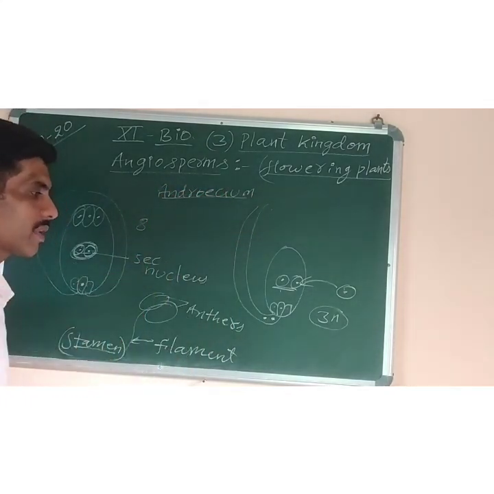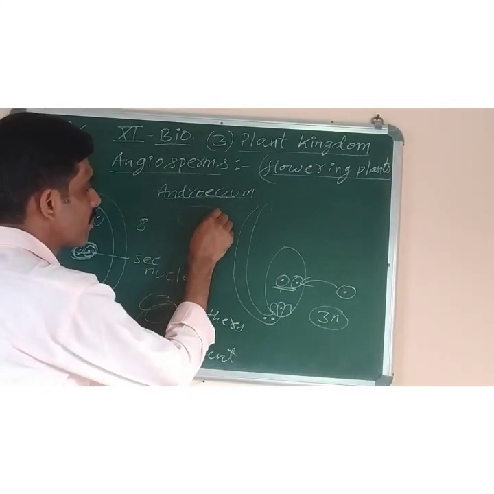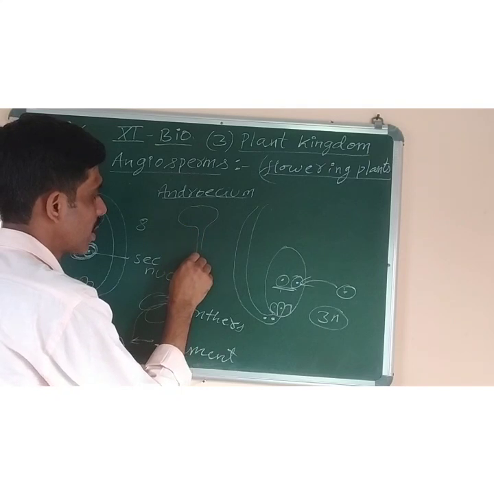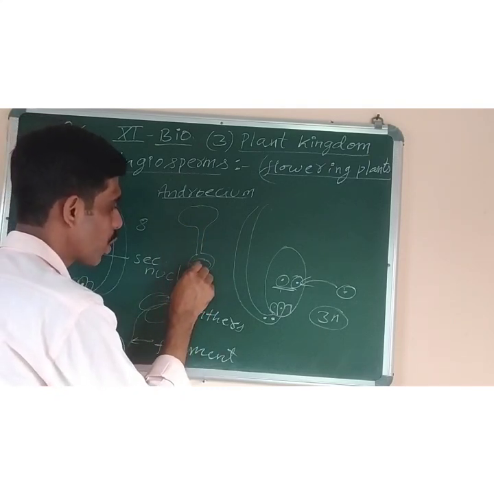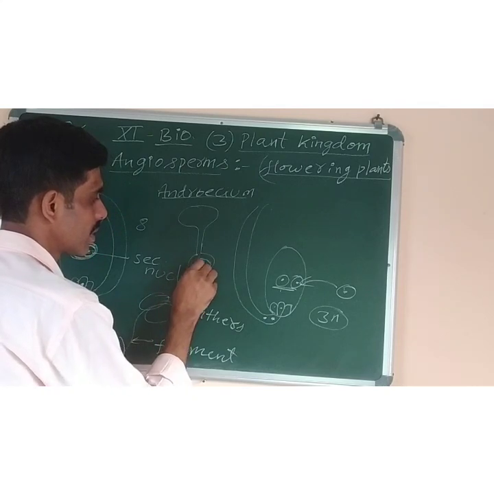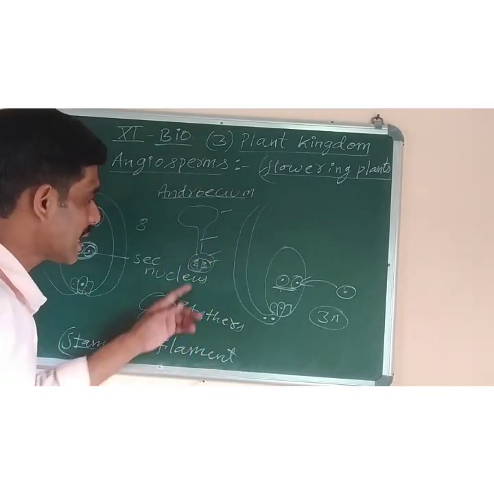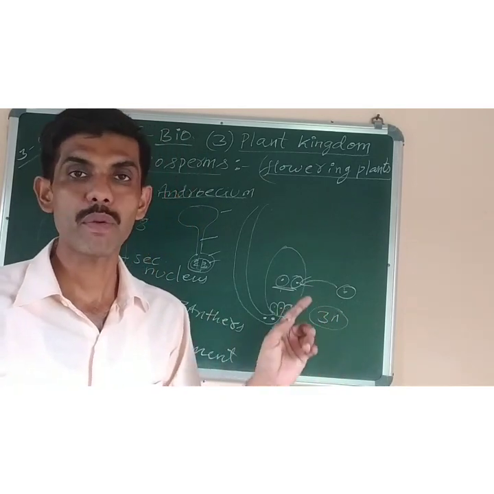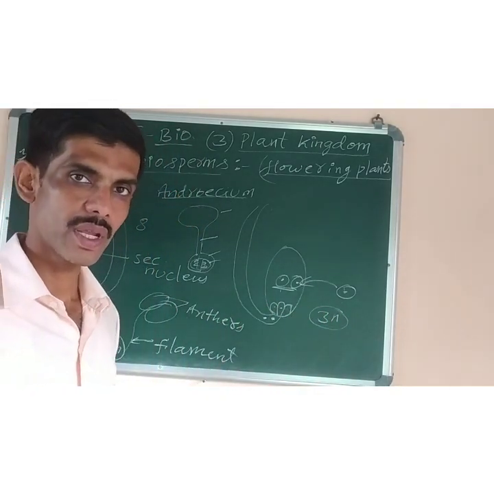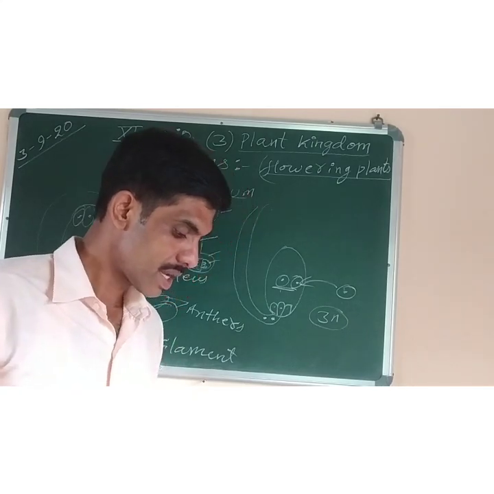Similarly, the female part of the flower is called pistil or carpel, which consists of a broad flat stigma, then a long stalk called style, and finally a swollen ovary. Inside it the ovules are present. The ovule develops into seeds. So stigma, style, ovary, ovules, and inside the ovule we have the female gametophyte, which is known as the embryo sac. Got it?